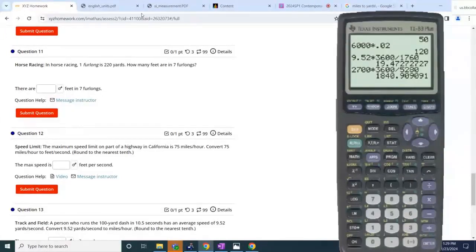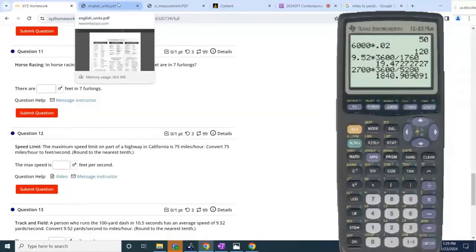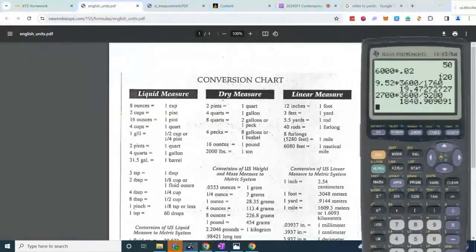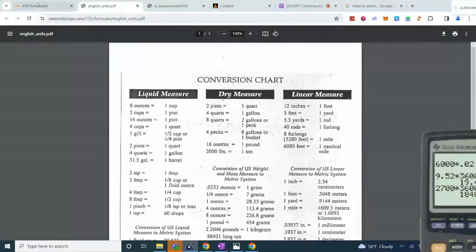So number 11, it says in horse racing, 1 furlong is equal to 220 yards. How many feet are in 7 furlongs? Right. Now there is a conversion on, I believe it's that first formula sheet, but they give us furlongs to rods, right? And then they give us furlongs to miles, that sort of conversion.